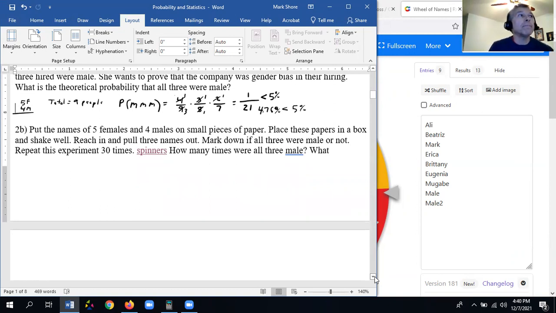Let's try the same thing, where we're just looking for 2 males. This might be a better problem. 2 males.